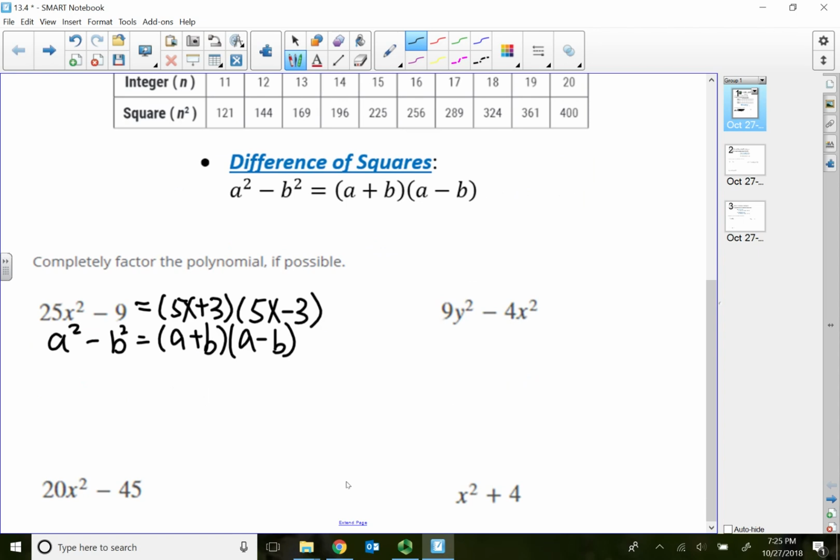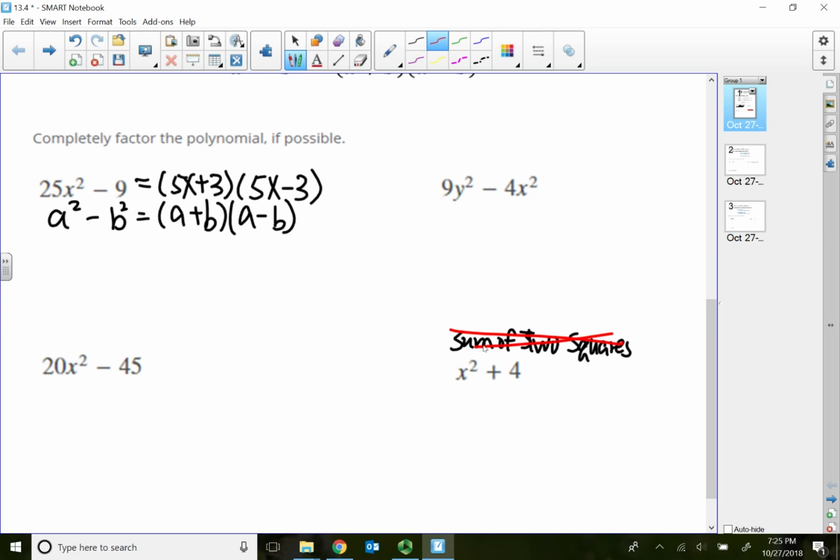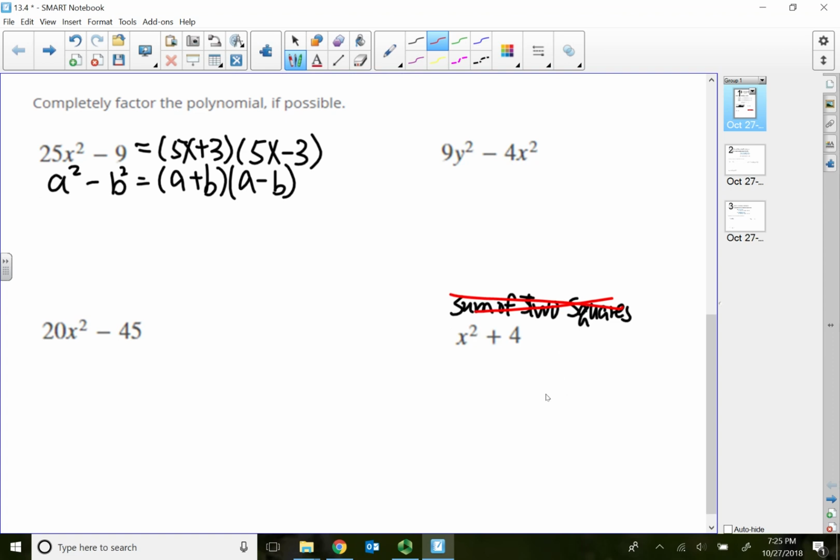Okay, I'm going to jump to this one. This is not a difference of squares because this is actually addition between two perfect square terms. If you've ever heard of something called the sum of two squares, please ignore that. There's no such thing as the sum of two squares, because there's no factoring problem called that.